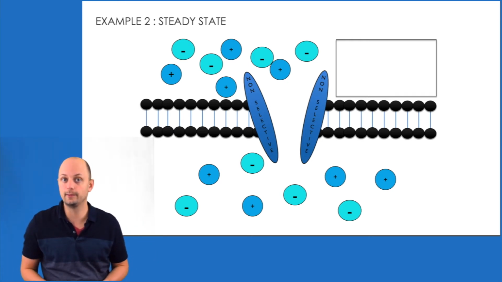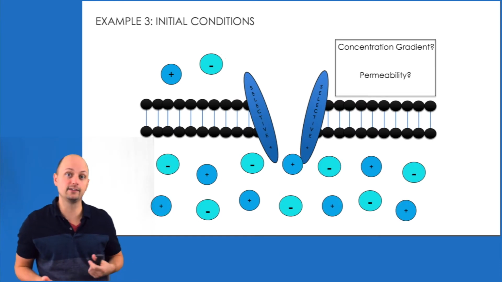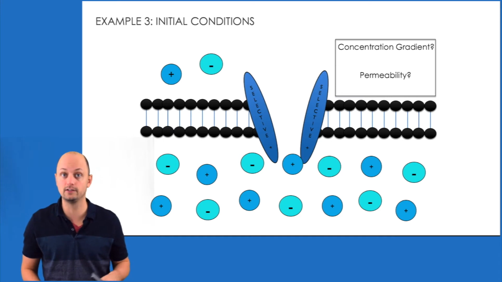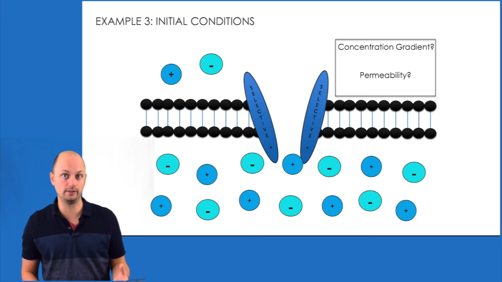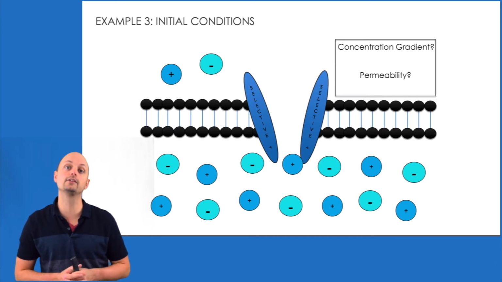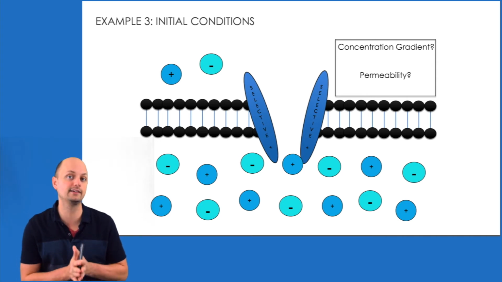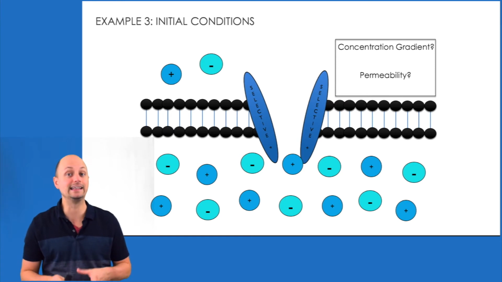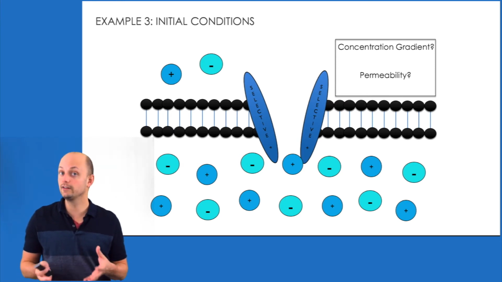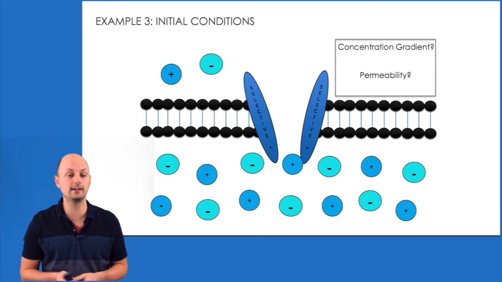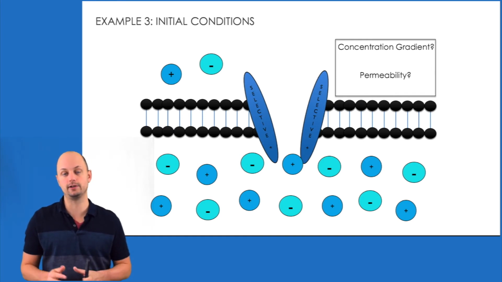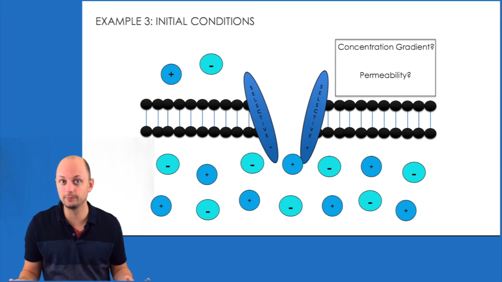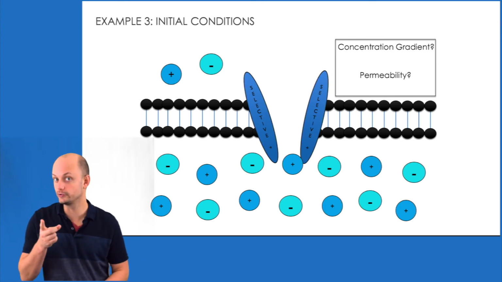So finally, we'll get to our third example, which is what's actually happening inside of neurons and inside of muscle tissue. Again, same initial conditions, but now we have selective permeability because this ion channel is only selective for positive charges. So again, is there a concentration gradient? Is there permeability? What does this look like when it reaches the steady state? And do we have membrane potential? Again, go ahead and press the pause button, take a minute to think about this, no cheating.